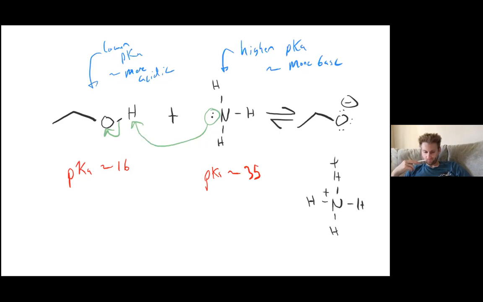So in this situation, our base was our amine here. Our acid was this alcohol, which means that in our product, they're going to be flipped. So our conjugate base will be our now deprotonated alcohol, and our conjugate acid will be this protonated amine.